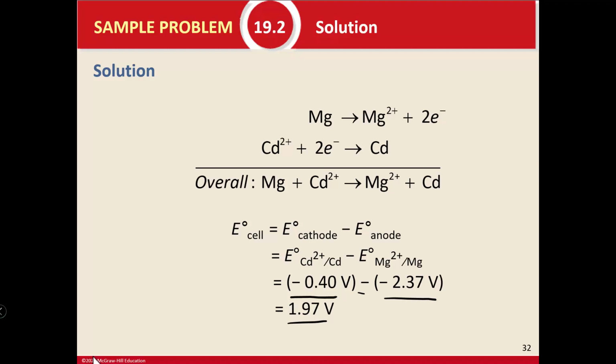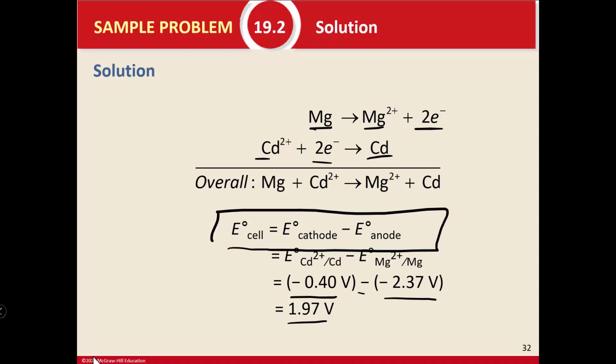So again, what do we know? The magnesium is oxidized, and it's always cathode minus the anode, so minus a negative 2.37 gives me a positive 2.37. The reduction we already saw was negative 0.40. That's the cathode. So we plug that into this equation, which you need to know. The negative and negative make this a positive 2.37 and make the overall voltage 1.97.